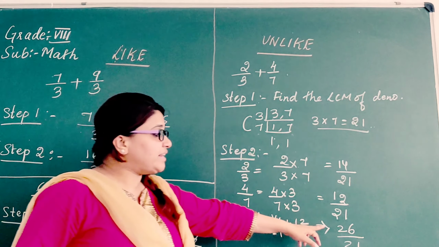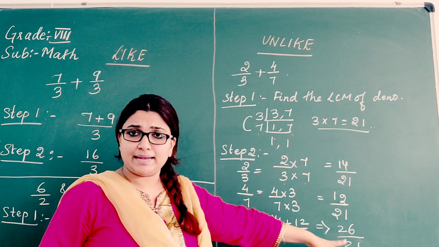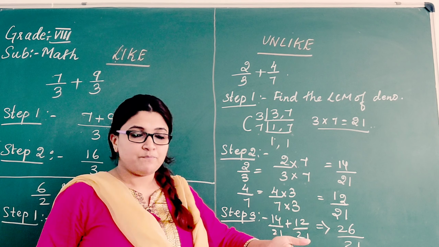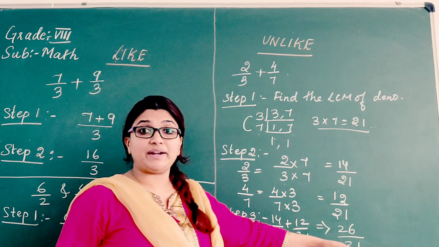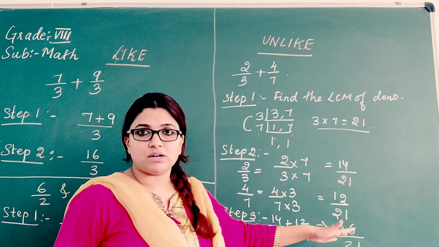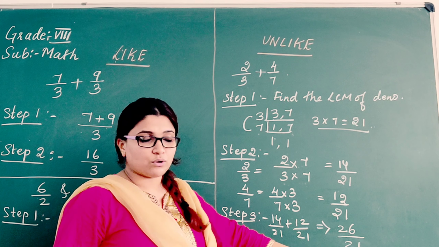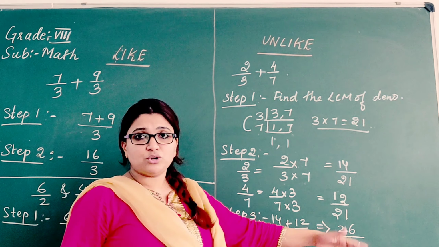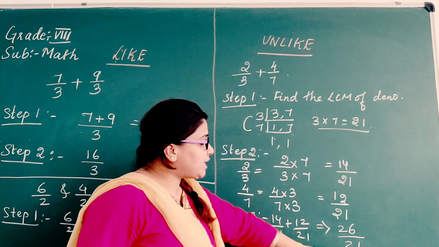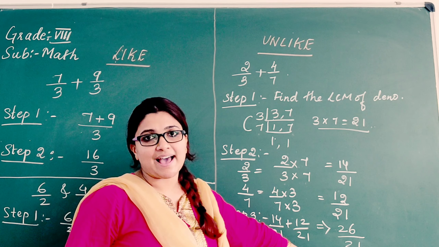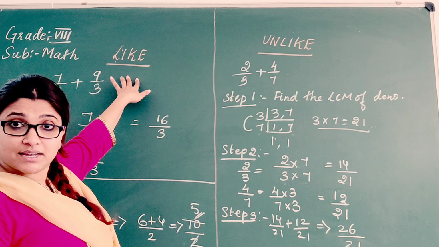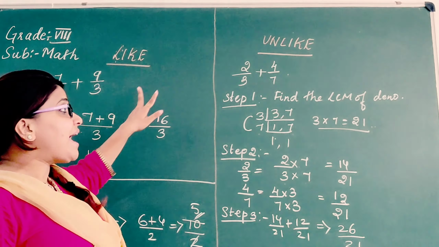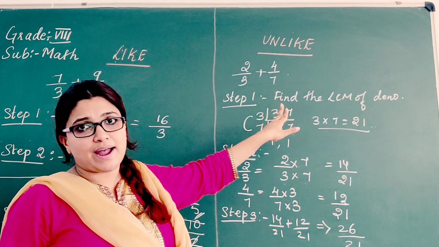So do you think that 26 and 21 are common in any kind of table? If I take 3 ones are, 3 sevens are 21, 3 eights are 24, 3 nines are 27, so it doesn't go in. 3 ones also. Similarly, 7 ones also it doesn't go. So these both are not going in any kind of table. So I keep it as 26 by 21 as it is. So this is how you will deal with like rational numbers when you have to add them and unlike rational numbers when you have to add them.